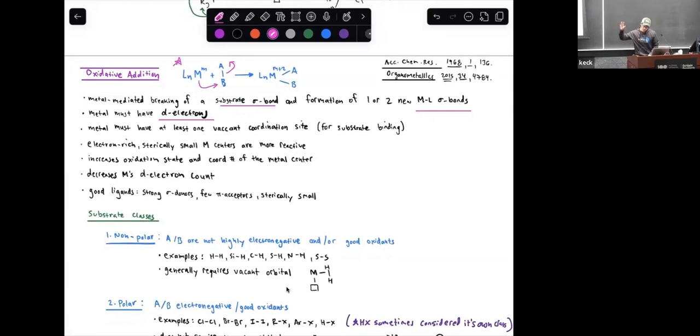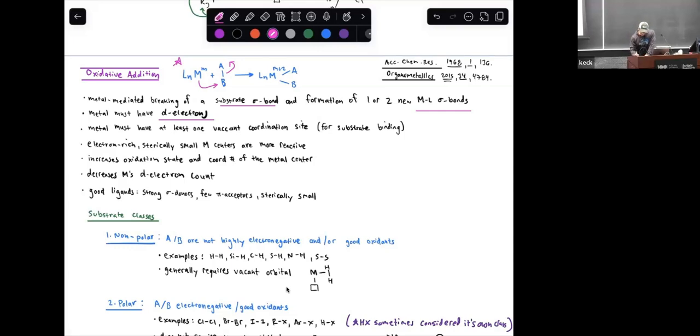Because electrons are flowing off the metal to the substrate, an electron-rich metal center is going to make this process more facile, as is a sterically unencumbered metal center. That directly informs what types of ancillary, non-reactive ligands are going to facilitate this: those that donate a lot of electron density, and those that are sterically unencumbered. So think here, trimethylphosphine is a very good ligand for promoting oxidative addition.